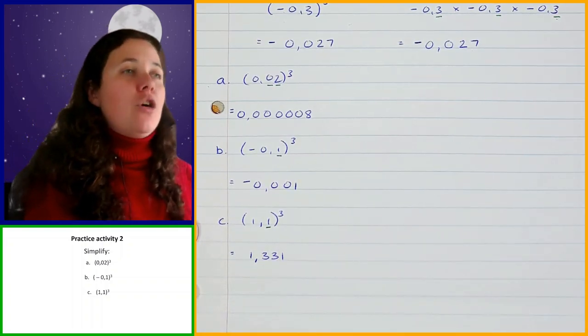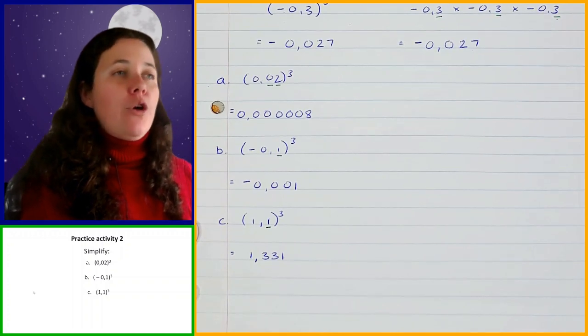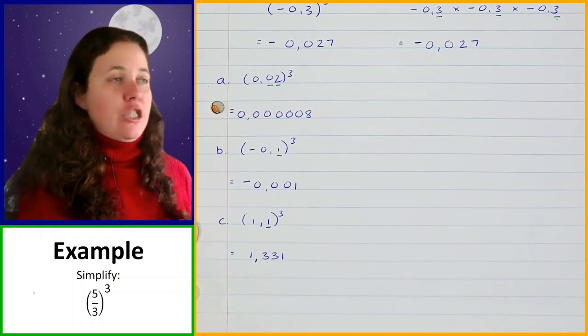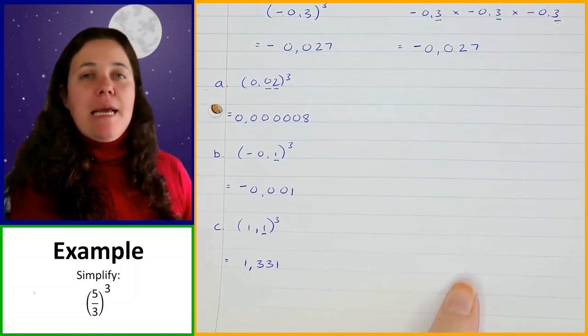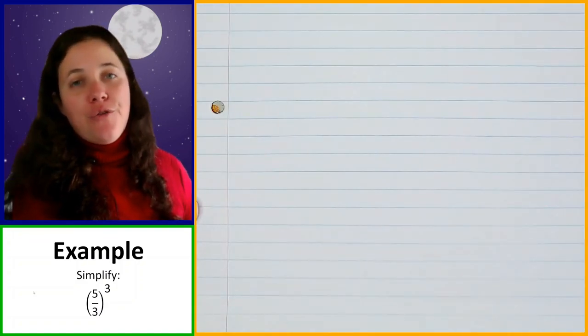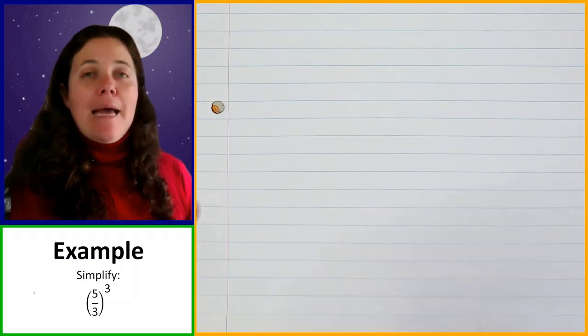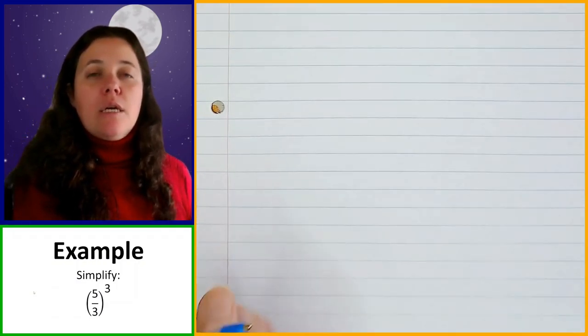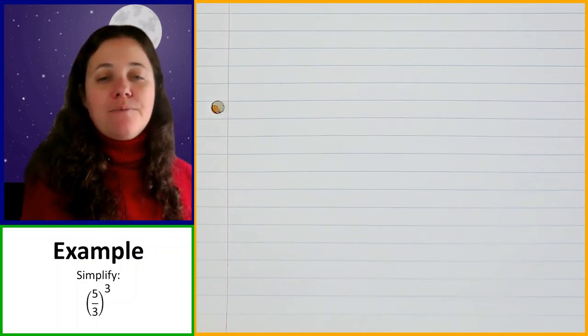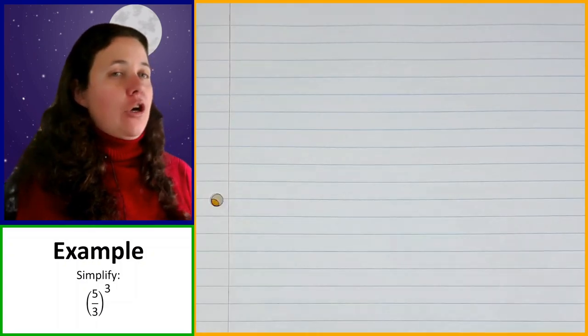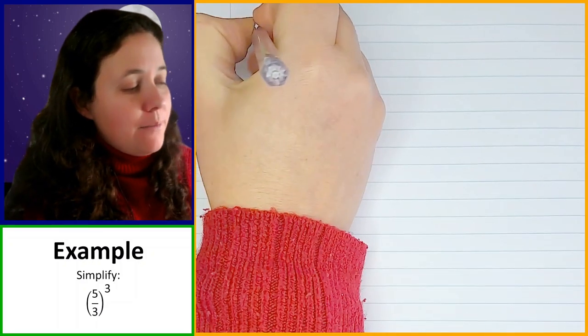Okay, now we're going to go on to an example where we are working with a common fraction. In this case, we are working with 5 over 3 that we are cubing. And just like when we were doing squaring, we have to do that to the numerator and the denominator. So in this case, I've got 5 over 3 that I'm cubing.